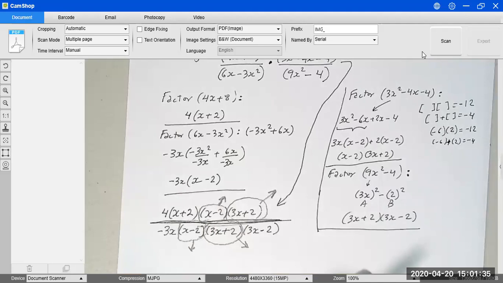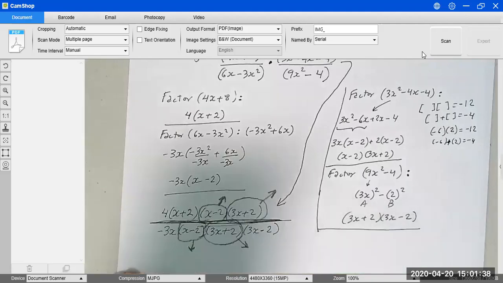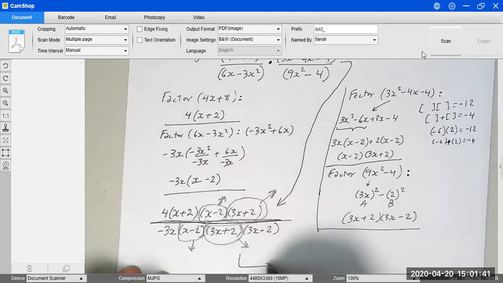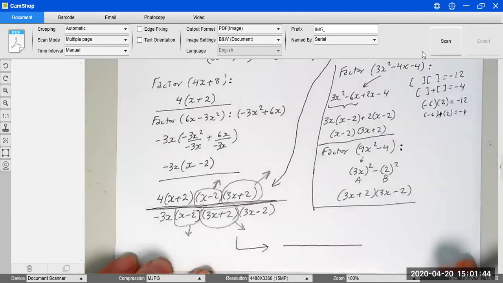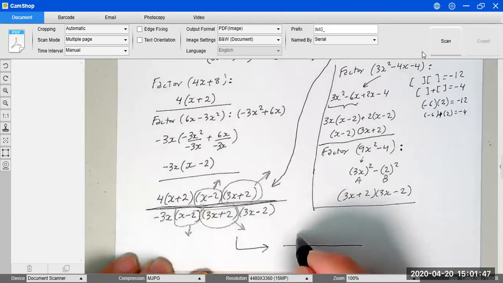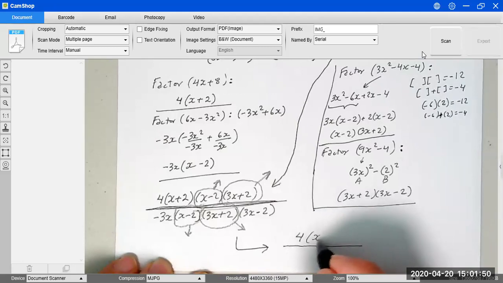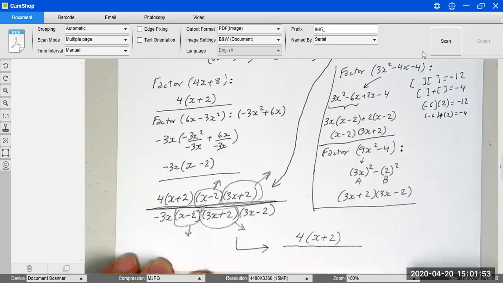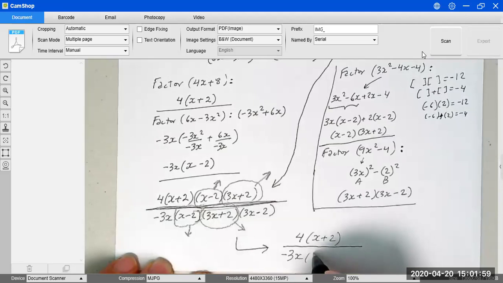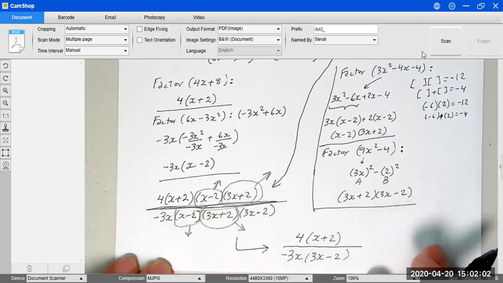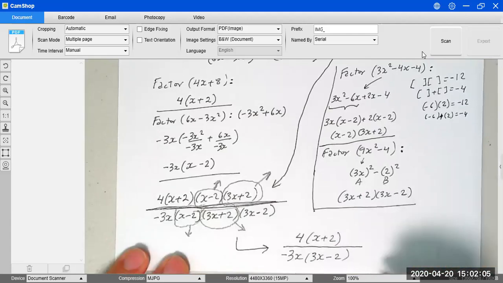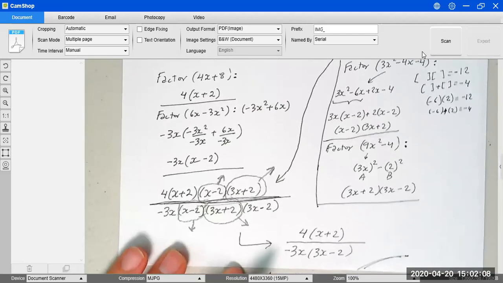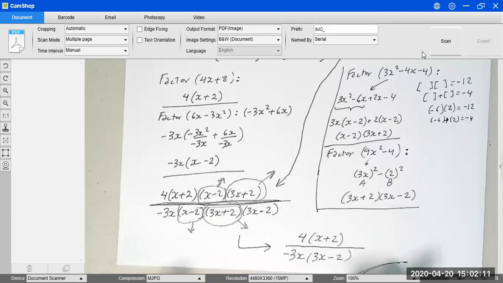So you're going to write the final answer. The final answer is just writing what is left. So let's see what is left. From the numerator, we are left with 4 that multiplies x plus 2. From the denominator, we end up with negative 3x times 3x minus 2. And that's the final answer. Okay, so we finish this problem that way. We don't need to do the distributive property and things like that. So that's the way that we end up showing the answer.